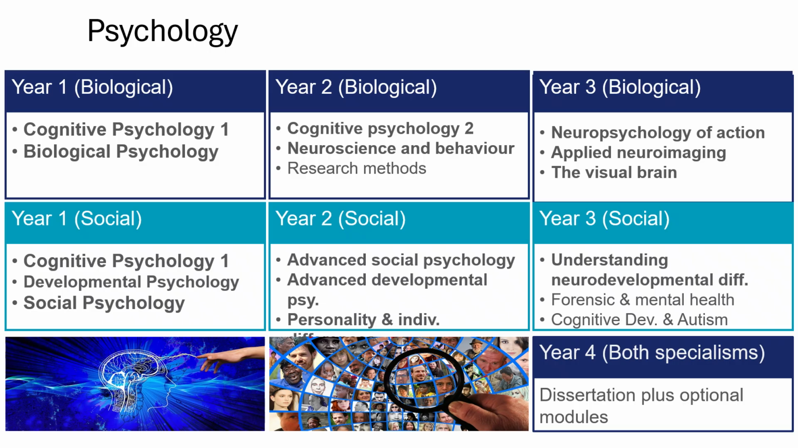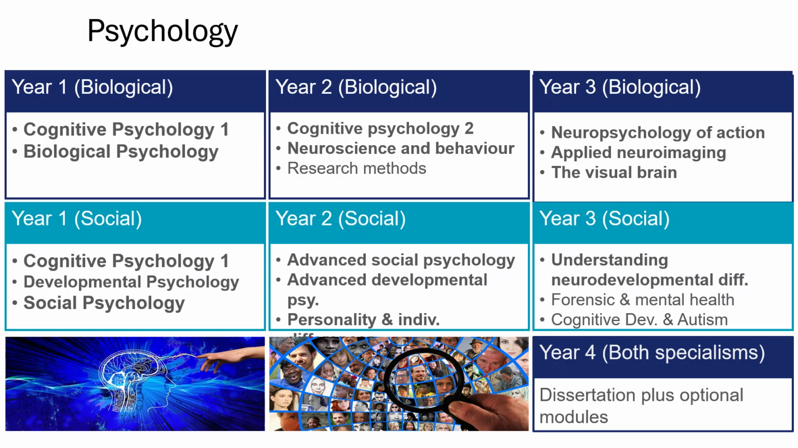On the other hand, in the social psychology specialism, as well as cognitive psychology in the first year, you will study developmental psychology and social psychology. Developmental psychology introduces students to the fascinating world of the developing child, and social psychology is looking at trying to understand the social behavior of individuals in terms of both internal characteristics of the person and the external influence. So, for example, the social environment.